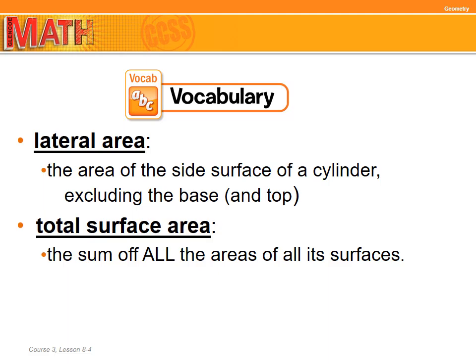Two vocabulary words: lateral area, the area of the side surface of a cylinder, excluding the base and top. Total surface area, the sum of all the areas of all of its surfaces.